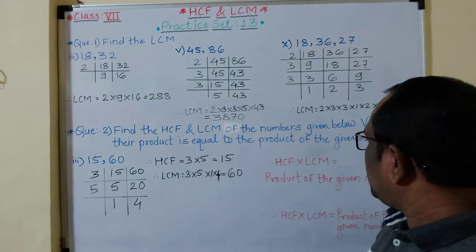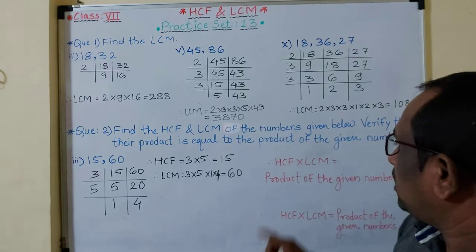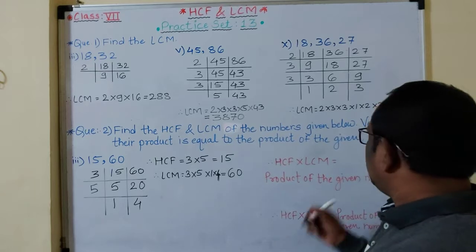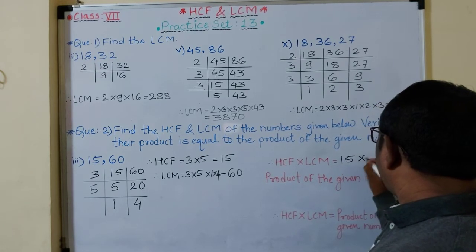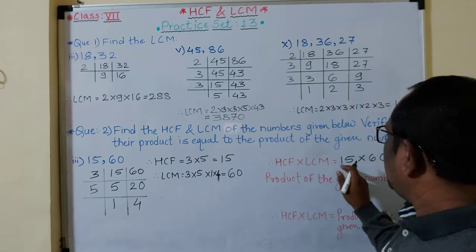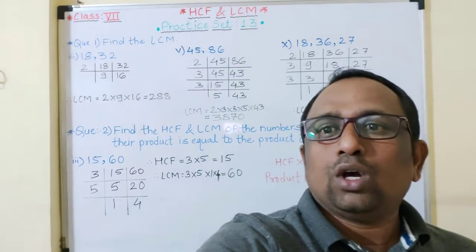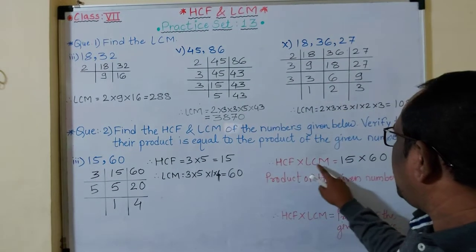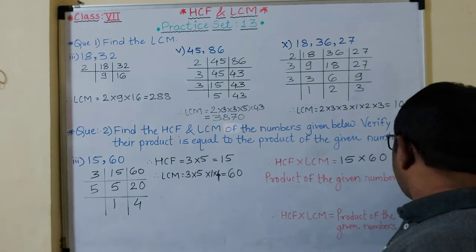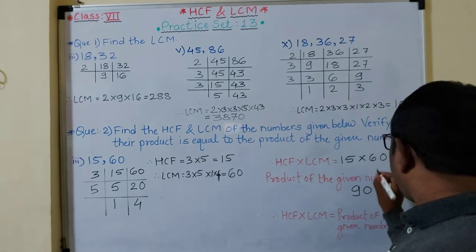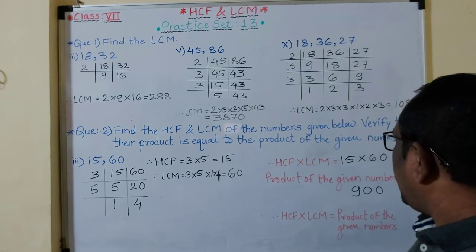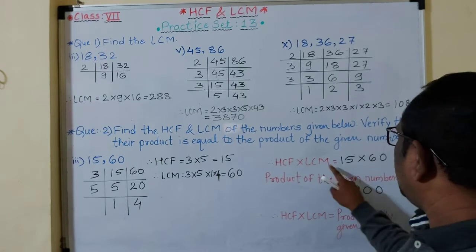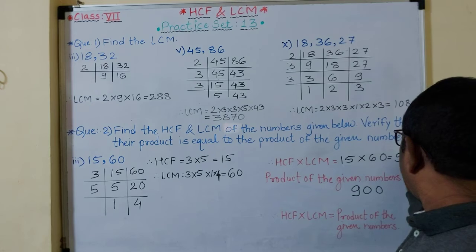Okay, now students, according to our question, we have to write the HCF and the product of HCF and LCM. HCF is 15 multiplied by the LCM, which is 60. So HCF multiplied by LCM, 15 times 60, that is 900. So 900 is the product of HCF and LCM. I have to write here 900.